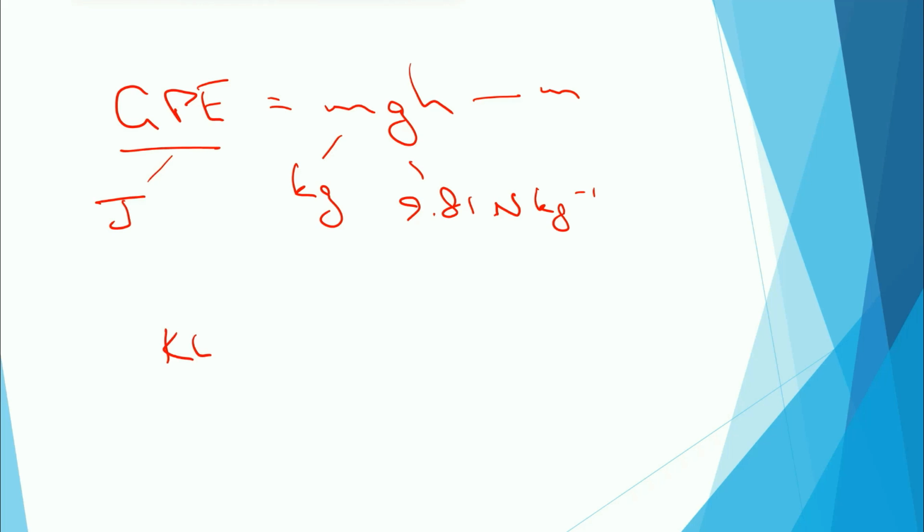For kinetic energy, also measured in joules for energy, KE equals half mv squared. So again, m, the mass, is in kilograms, v for velocity is in meters per second. So here are two fairly simple little equations that we're going to use. GPE equals mgh and KE equals half mv squared. Let's just do a couple of quick questions using each equation.